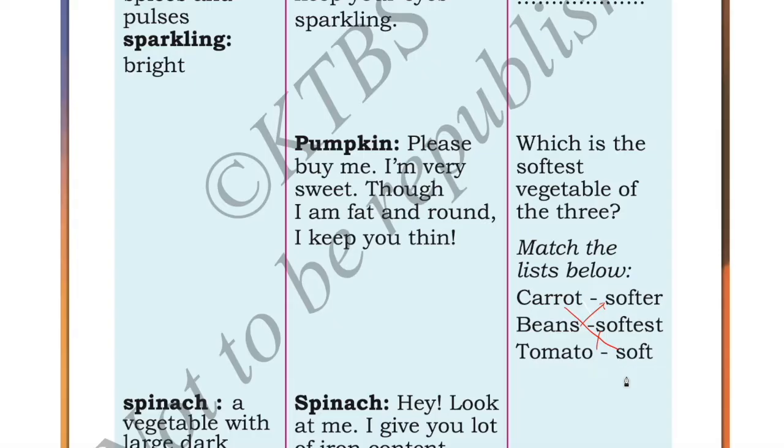Now, if the question was hard, harder, and hardest, we would have gone with tomato as hard, beans as harder, and carrot as hardest. You may be thinking that tomatoes are not hard and also carrots are not soft. Whenever there's a comparison like this, it doesn't matter whether generally you think something is soft or hard, but given these three, which is the softest one and which is the hardest one, you need to think like that.